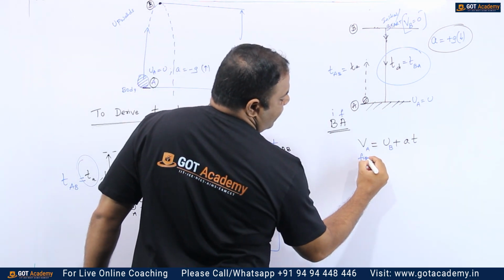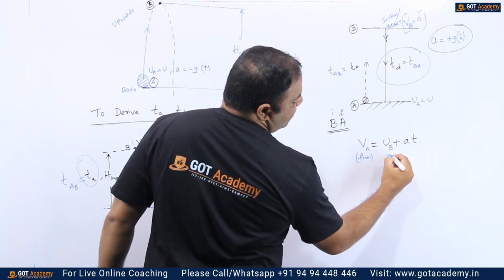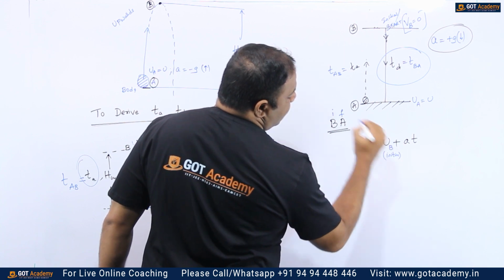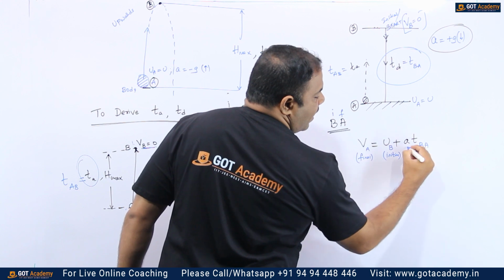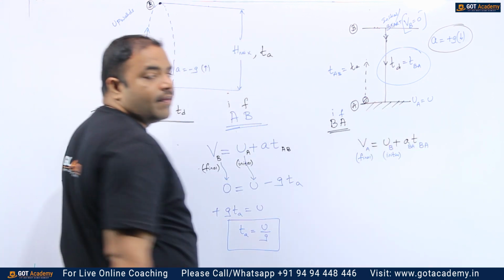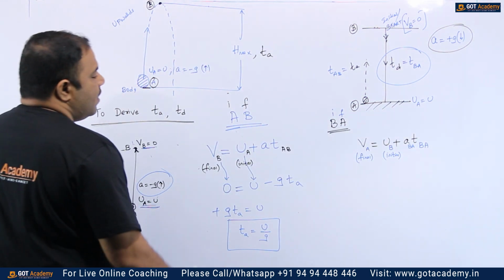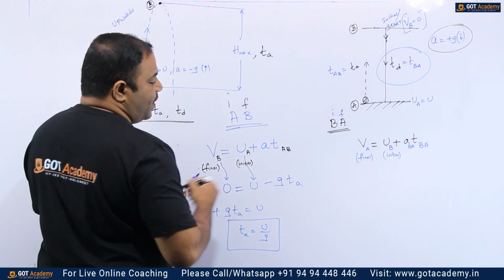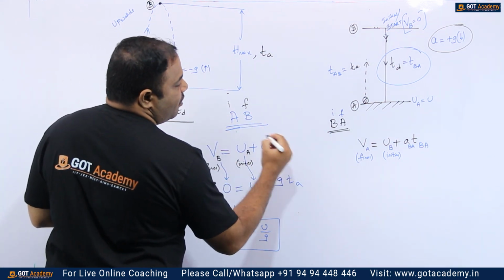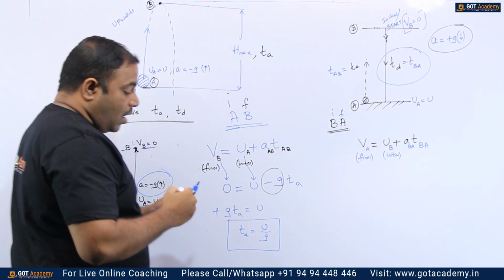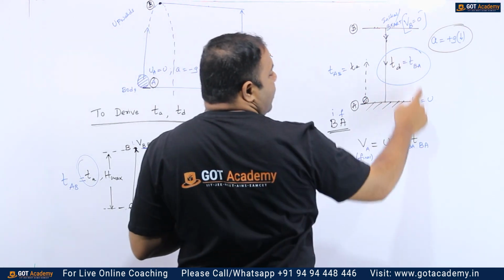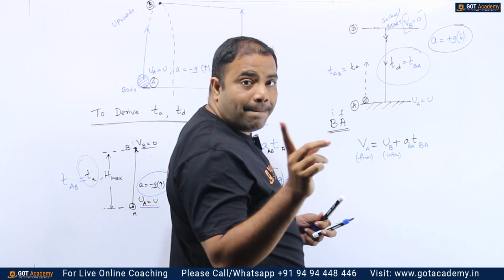So this is the final point and this is the initial point as per our logic. Our journey is from B to A. So the time is from B to A and the acceleration is from B to A. Previously, the journey was from A to B, so we had taken our acceleration from A to B. A to B means upward, so it is minus g. Now B to A is the downward journey, so it is plus g.